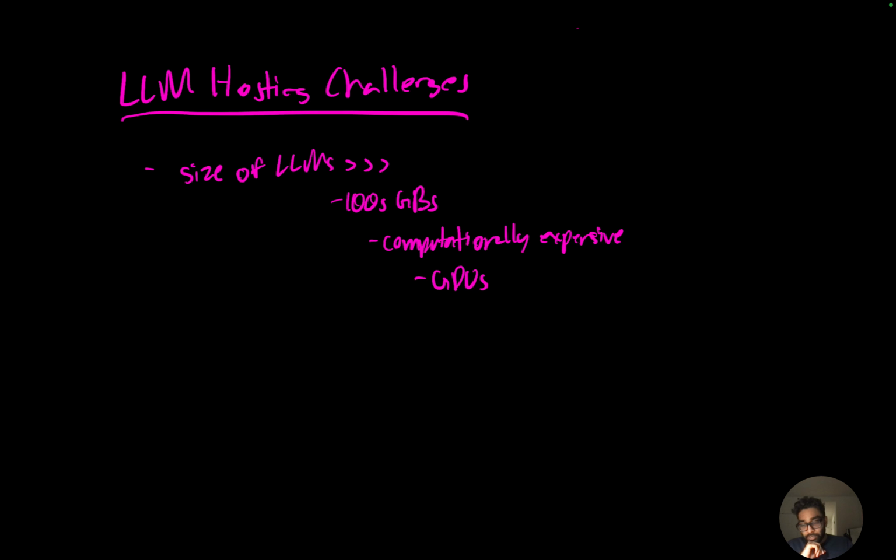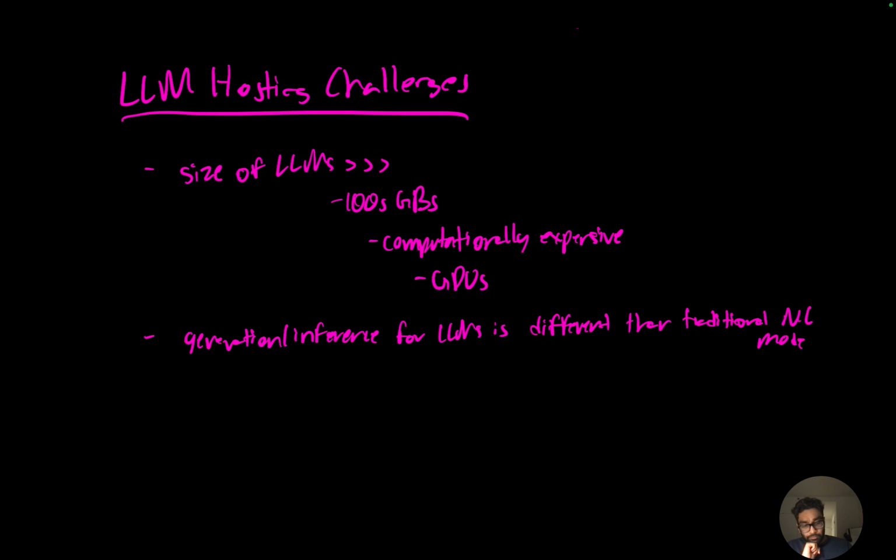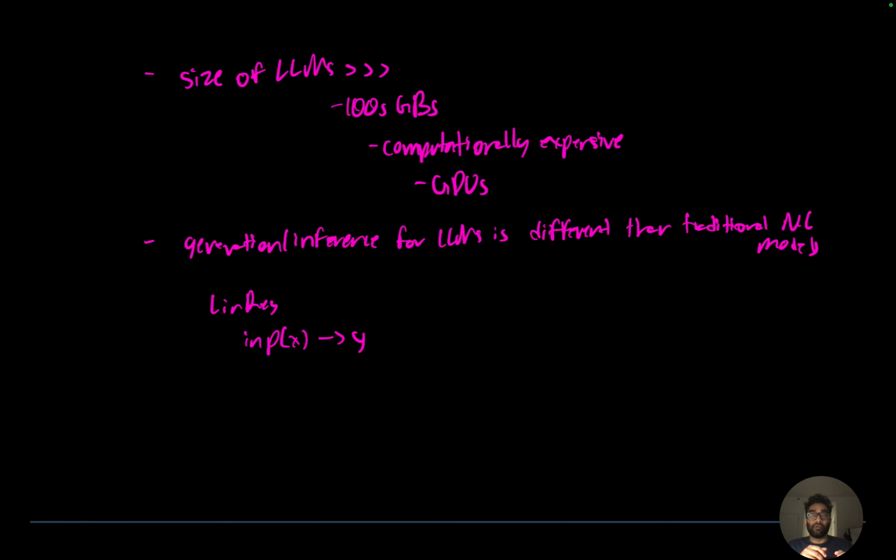And the second challenge is that it's not just the size of the LLM itself that contributes to the compute requirements here. Another key part we need to understand is that the generation or inference for LLMs is very different than traditional ML models. And what I mean by this, and we'll take a few examples, if you look at a traditional linear regression model, and we'll simplify this a little here, you can imagine there's an input X and you have an output Y. So there's a direct input and output that you map to.